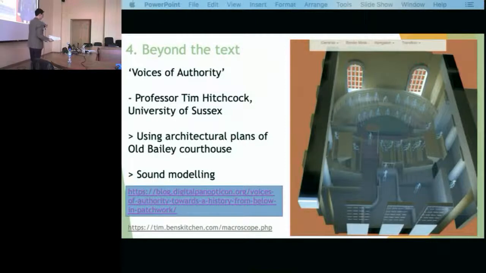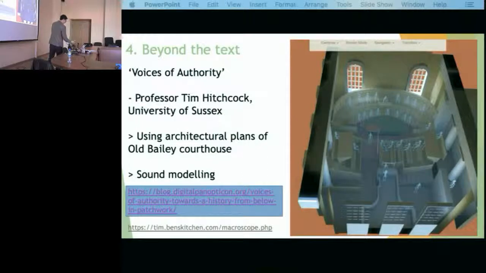So one of the things that historians of crime are now trying to do is to recover that experience, that aspect of history that isn't within the text, that goes beyond the text. And this is what Professor Tim Hitchcock at the University of Sussex is currently doing. He's creating a 3D reconstructed model of the Old Bailey courthouse and of how the physical layout of the courthouse changed over time, by using architectural plans and looking at how those things change over time.